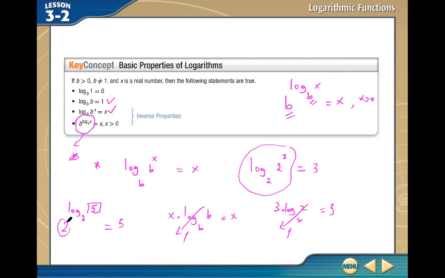Directly the result is equal to 5. Why? This is the base, this is the base. In the formula, they are equal to each other, so the result is directly x. So if I ask you 7 to the power of log 14 to the base 7, what is the answer? The answer is directly 14. Am I clear till here? Do you have any question?